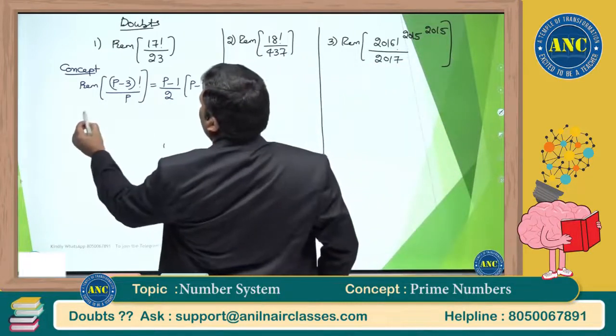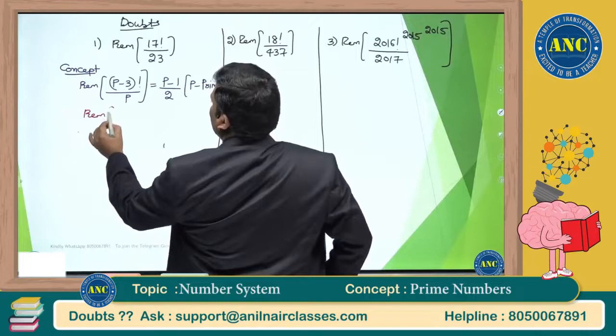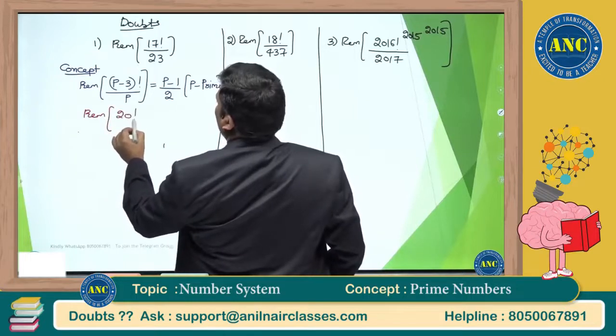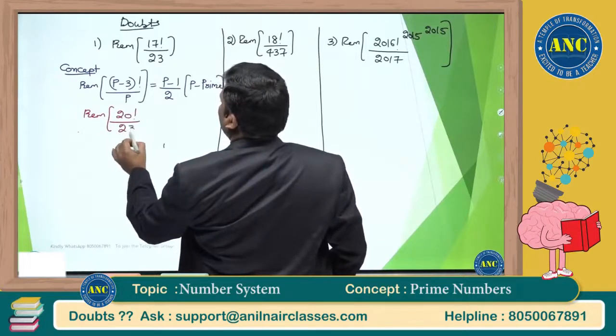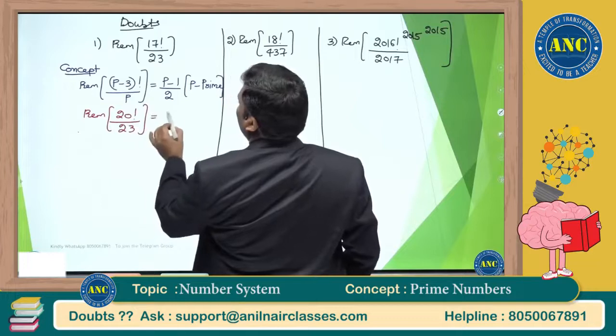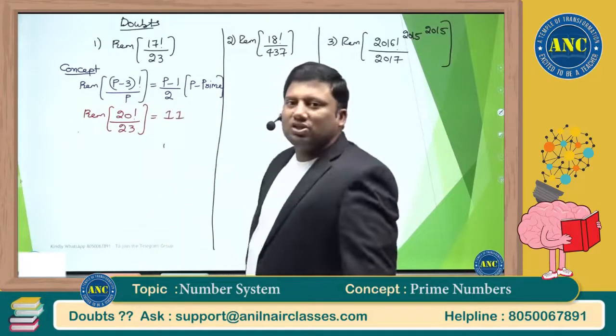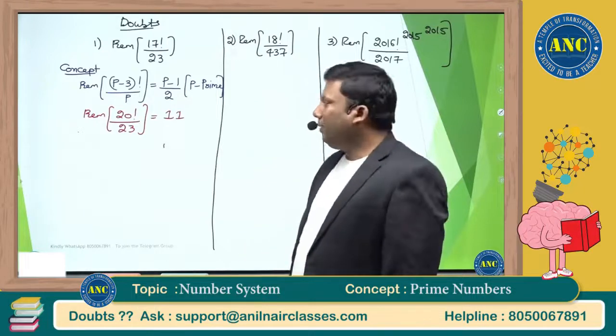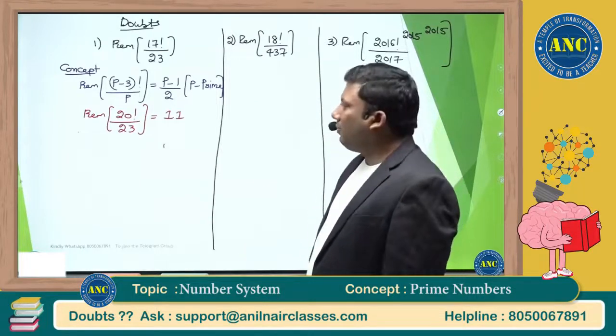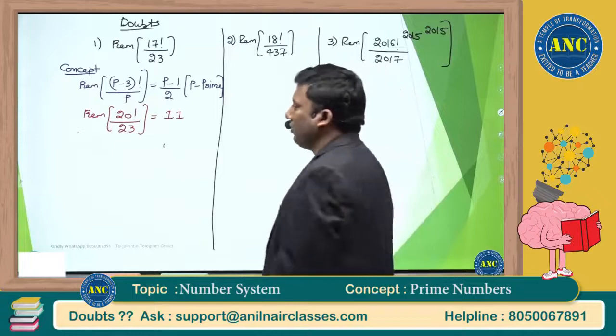23 is a prime number. 23 minus 3 is 20, so 20 factorial divided by 23 gives the remainder (p minus 1)/2, which is 22 by 2, which is 11. (p minus 3) factorial divided by p is (p minus 1)/2 when p is a prime number.